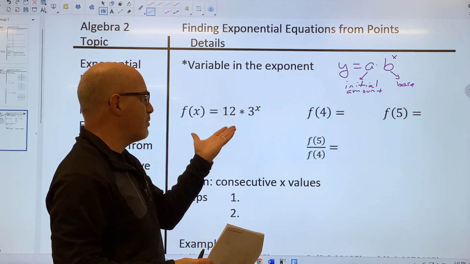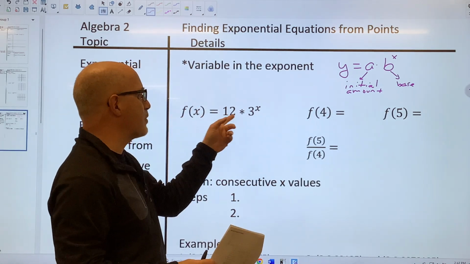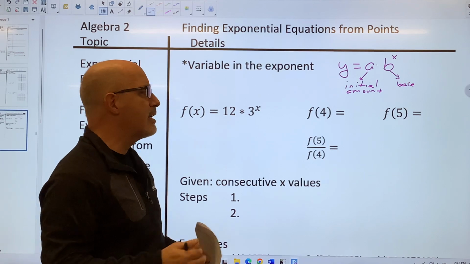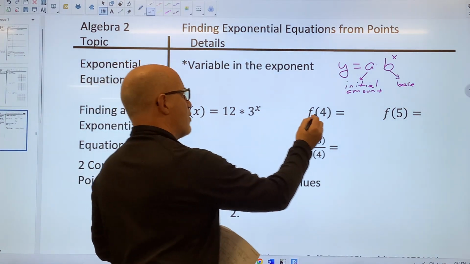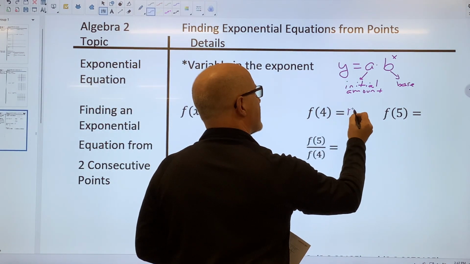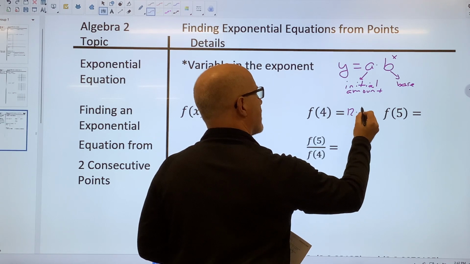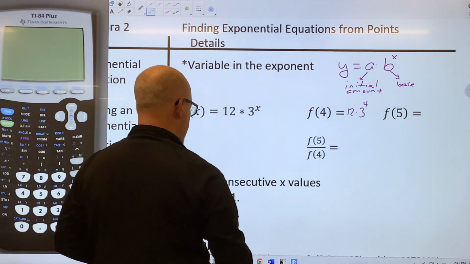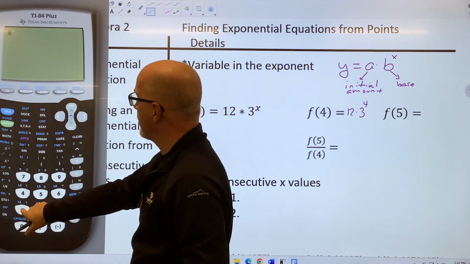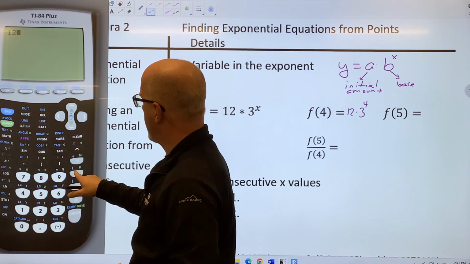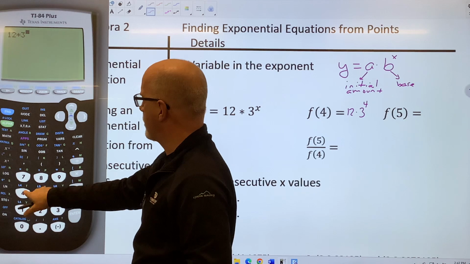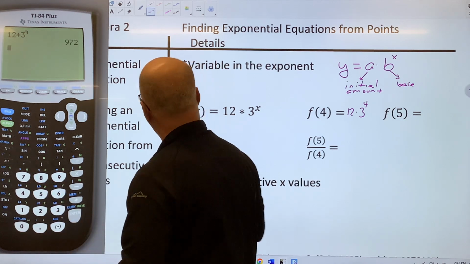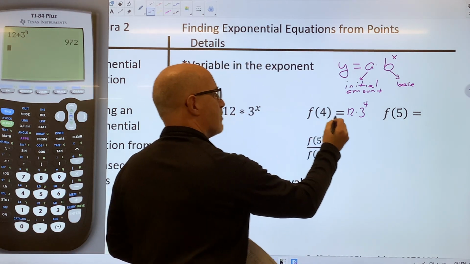Now, where we have this problem, f of x equals 12 times 3 to the x. If I want to find f of 4, that's going to be 12 times 3 to the 4th power. Let's do that on a calculator. So if we do 12 times 3 to the 4th, we get 972.